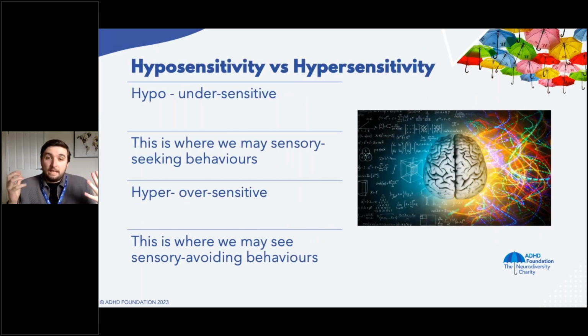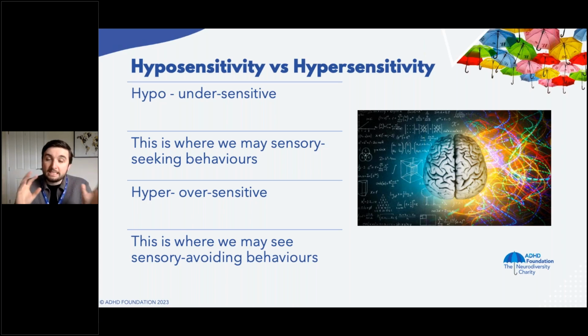Unfortunately, sometimes they don't work effectively for some people. So we might find that someone is hyposensitive in some of these areas, and what that means is that they are undersensitive. So the receptors are not picking up enough of that input. This is why we might see some of those sensory seeking behaviors, looking out for further input of that sense. Or it might be hypersensitivity, so that's where we're oversensitive, a really heightened experience or heightened input of those senses, and this is where we might see some of those sensory avoiding behaviors.